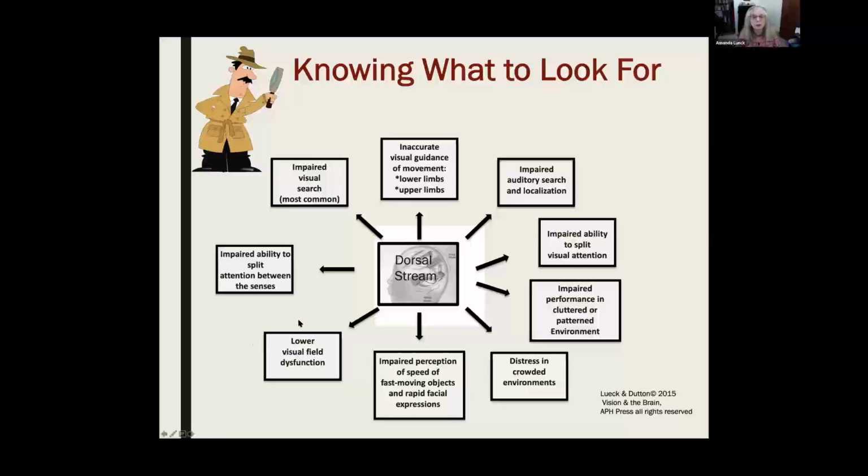There can be a lower field dysfunction, and this can be very common in children who were born prematurely. And impaired ability to split attention between the senses, such as talking and watching at the same time, listening and watching at the same time.